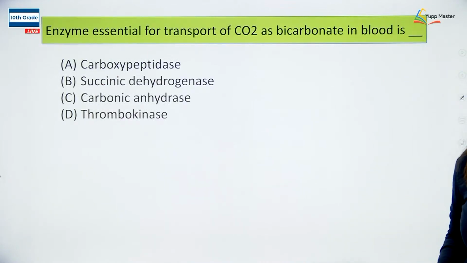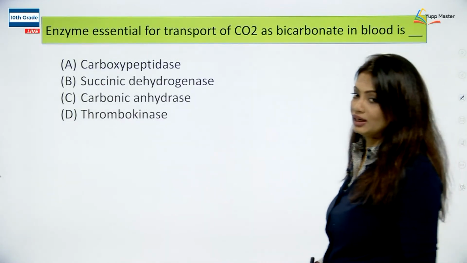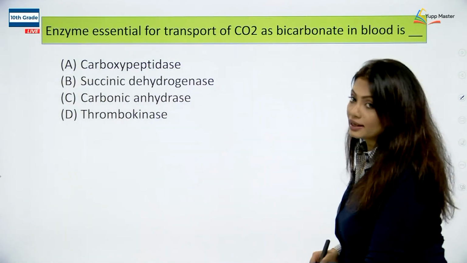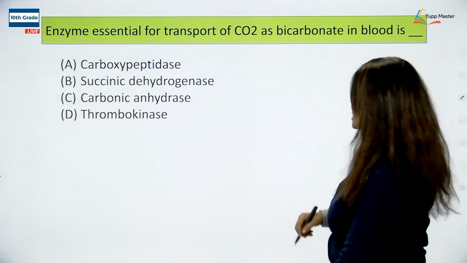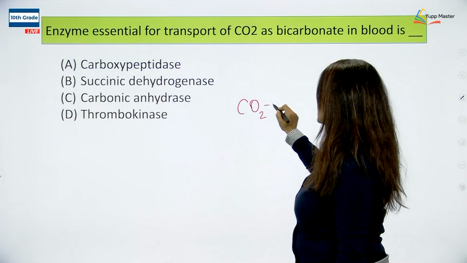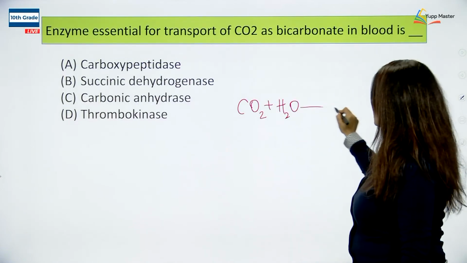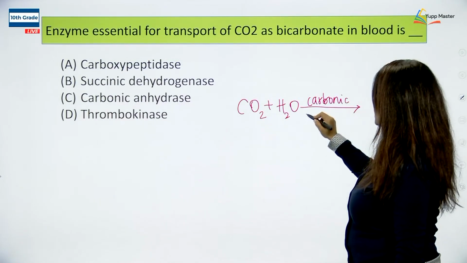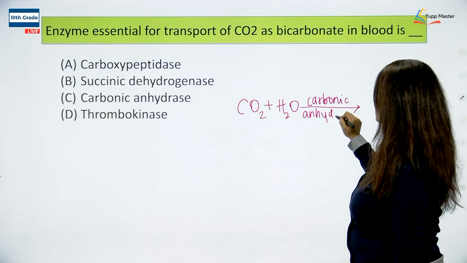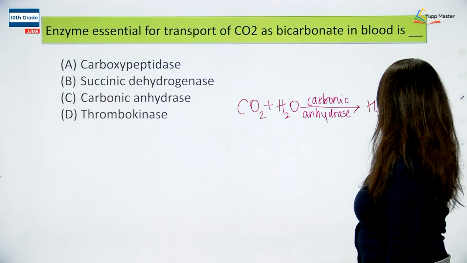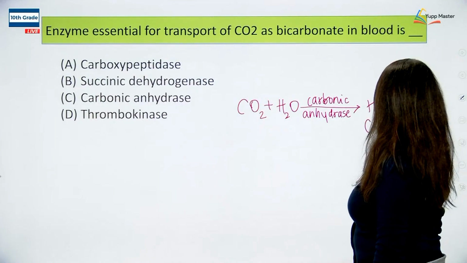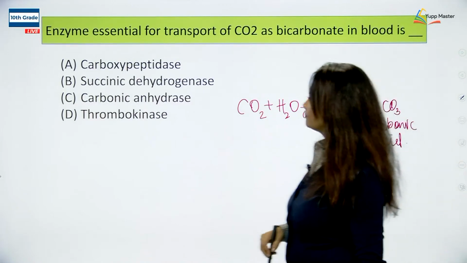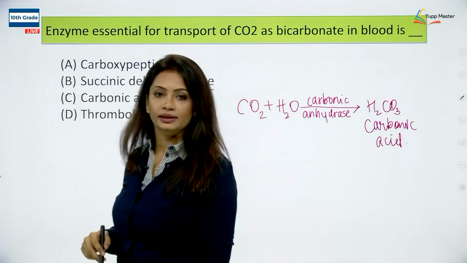Enzyme essential for transport of carbon dioxide as bicarbonate in blood is. Do you remember this enzyme? This is an enzyme that I told you was present in the RBC. And what did it do? This is the enzyme which made carbon dioxide combine with water. The enzyme was carbonic anhydrase. And it formed carbonic acid. So the correct answer would be C, carbonic acid.